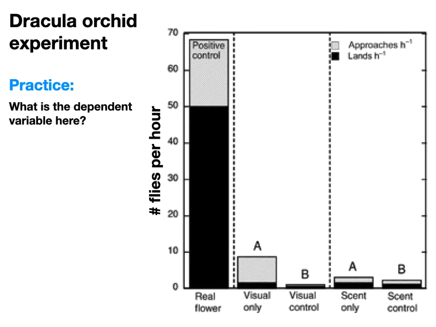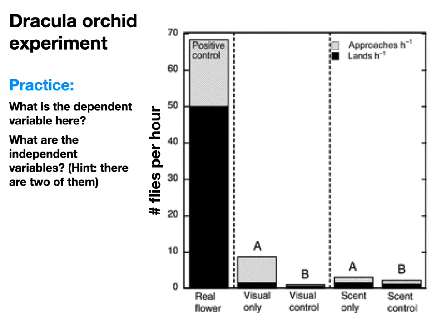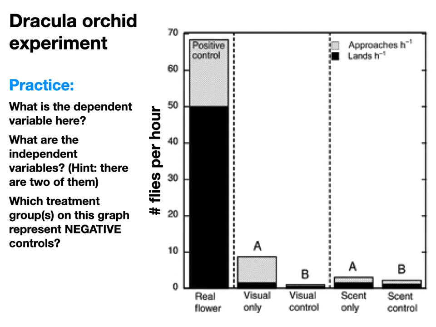Okay, so I just answered this one. What's the dependent variable here? It's the number of approaches that a fly makes to whatever it is, to a thing. And next, what are the independent variables? As a hint, there are two of them being presented in this particular figure. And then I want you to think about which treatment groups in this study and on this graph represent negative controls.